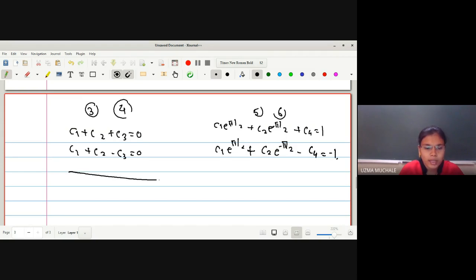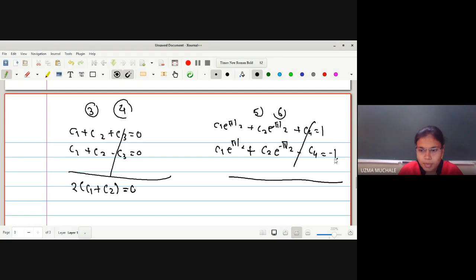Now I can add these equations. C3 gets cancelled, and we get 2 times C1 plus C2 is equal to 0. Here also C4 gets cancelled, plus minus, so this will also be 0.